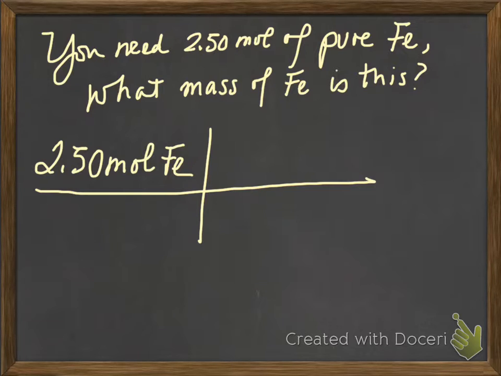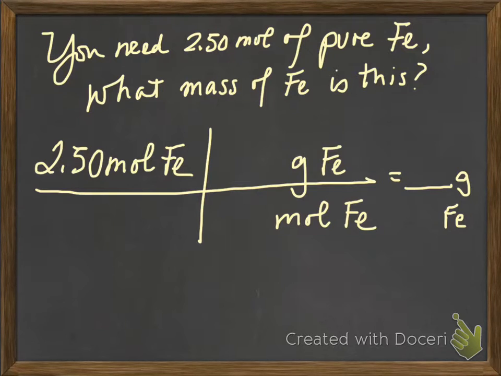Anyone? And what units and what chemical will go down in the next box to cancel? You got it, moles of iron. This is a one-step process, and we want to end up in grams of iron. So what units and what chemical will go on the top? Of course, grams of iron.